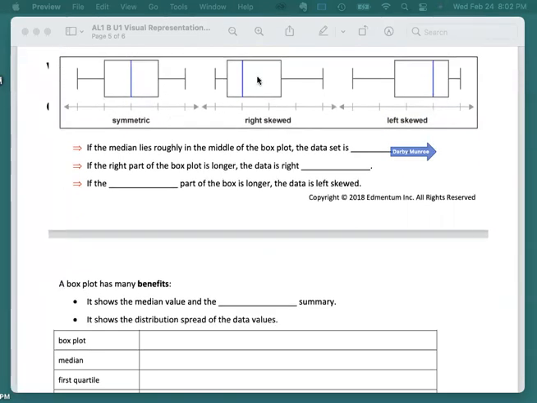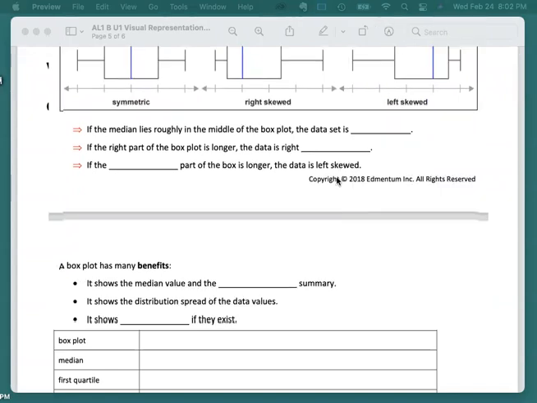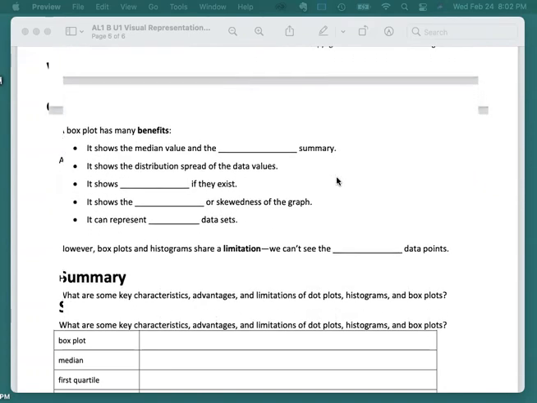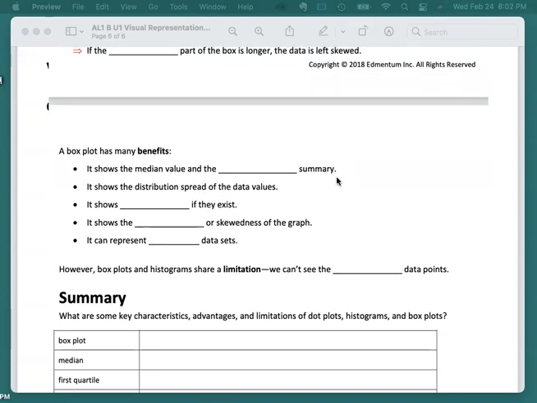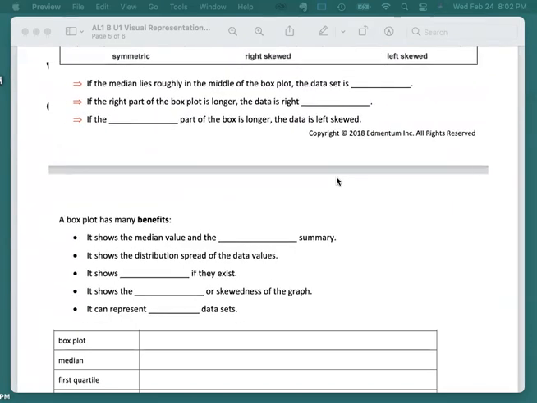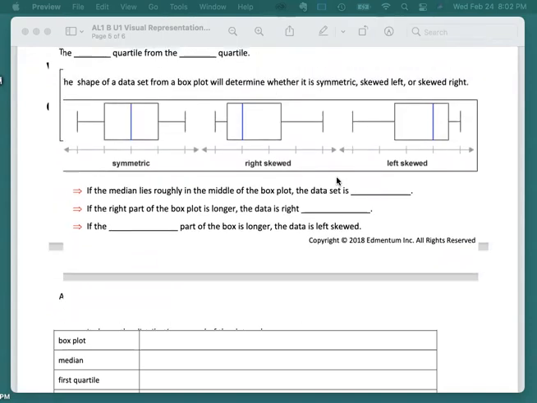box and whisker plots are helpful because you can see the median and where the majority of the data falls. So that is good to know. And it shows if there's outliers. So that's also good to know. And it shows the minimum and maximum.